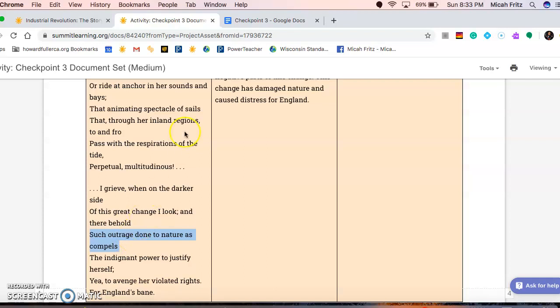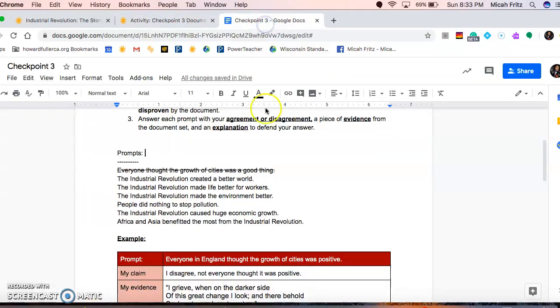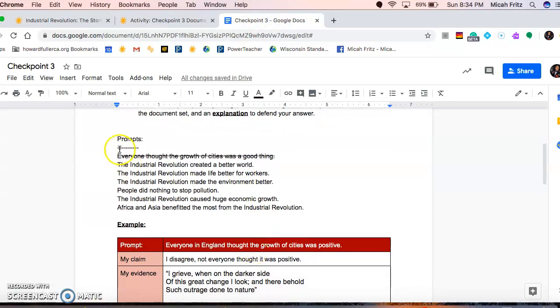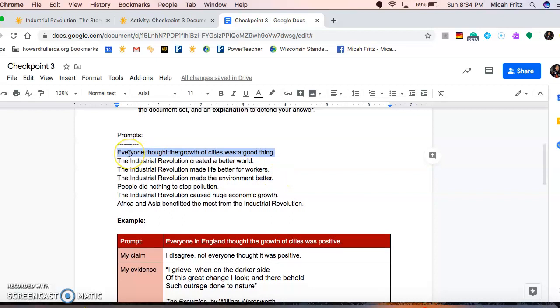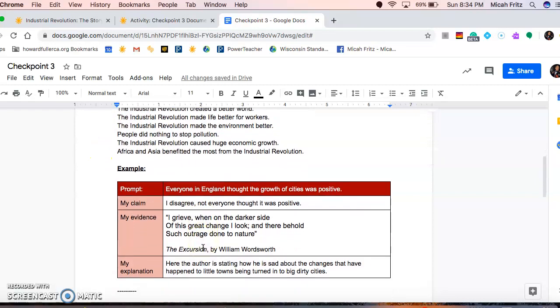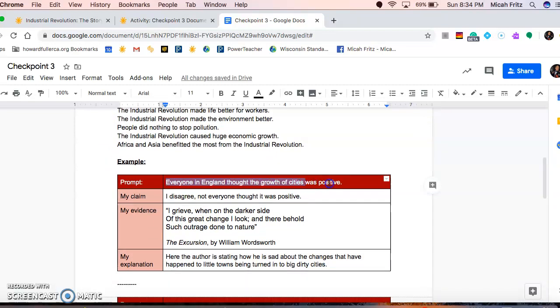He thinks the cities are bad. So I'm going to go over here and I'm going to think, well, which one of these prompts could he answer? I'm going to see right away in that first one, did everyone think the growth of cities was a good thing? Well, I don't think so. Or William Wordsworth doesn't think so. So what you're going to do is you're going to copy that prompt and you're going to put it down here. So I already have it copied in here.